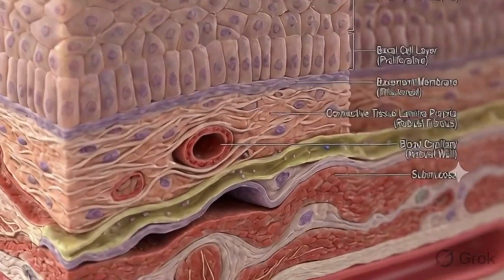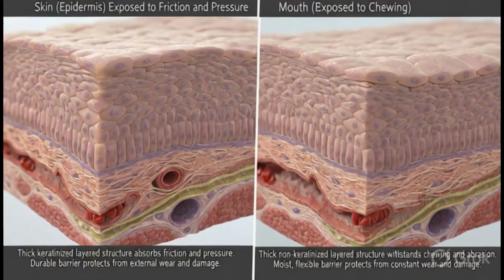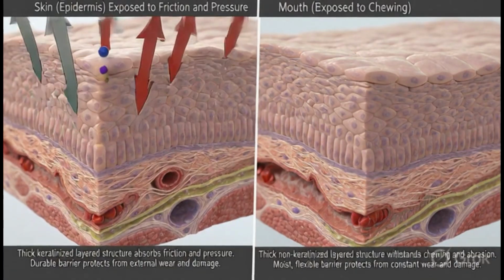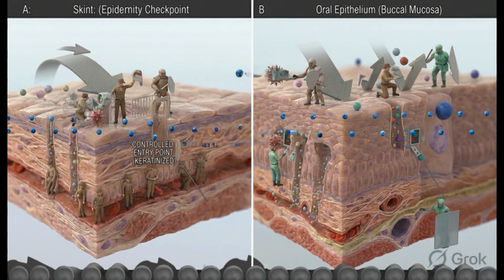Stratified epithelium consists of multiple layers stacked on top of each other. This arrangement sacrifices permeability for protection, which is why it is found in areas subject to mechanical wear, such as the skin and the lining of the mouth.